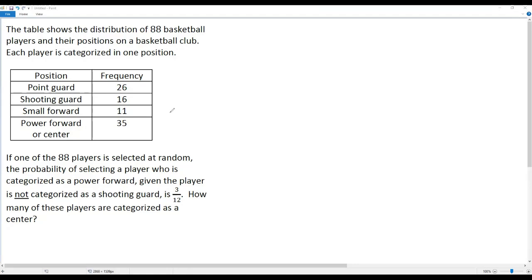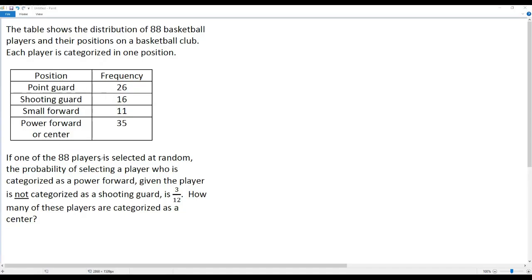Here we have a SAT math problem. Okay, let's go to the question. The table shows the distribution of 88 basketball players and their positions on a basketball club. Each player is categorized in one position. In the given table, in the first column, we have the name of the position. In the second column, we have frequency.